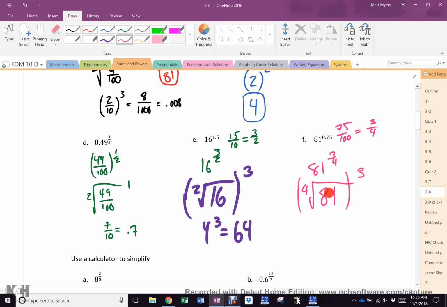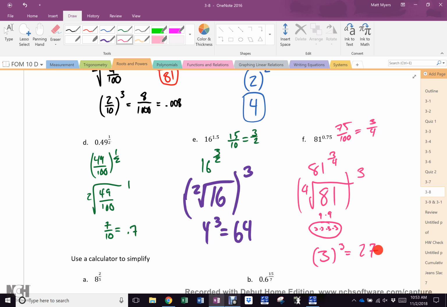Oh, but Mr. Myers fortunately has taught me how to simplify radicals. Isn't that 9 times 9? And isn't that 3 times 3 times 3 times 3? Yes. And isn't that a group of 4? Yes. So what comes out? 3. To what power? 3. And what's 3 cubed? 27. That's it.